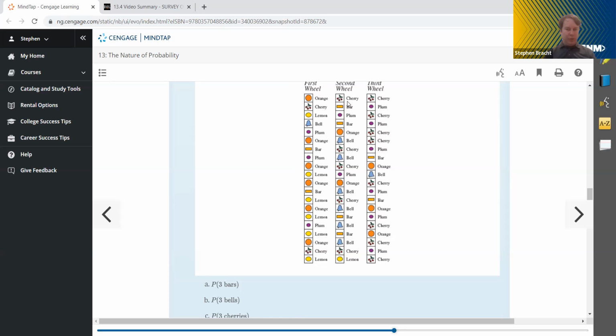And for the second wheel, you count the bars, 1, 2, 3, 4 bars. So the probability of getting a bar on the second wheel is 4 out of 20, right? And then on the third wheel, I see 1, 2 bars, so the probability of getting a bar on the third wheel is 2 out of 20. And I multiply those together. So let me go over to a whiteboard here.